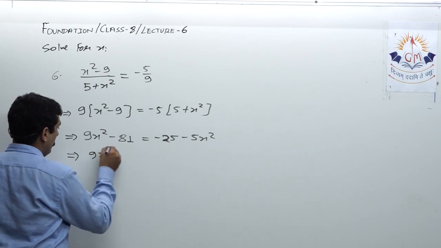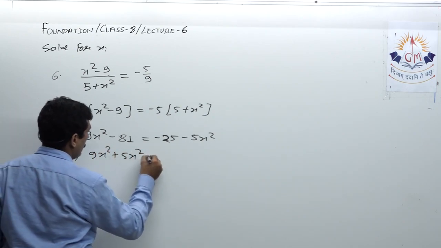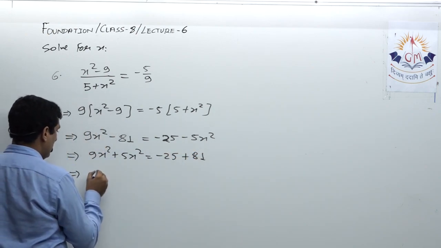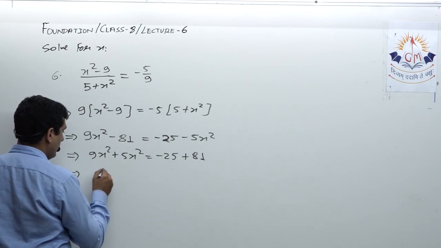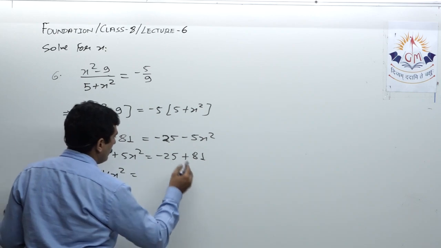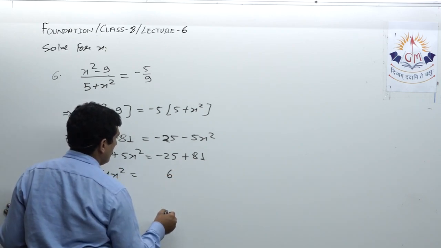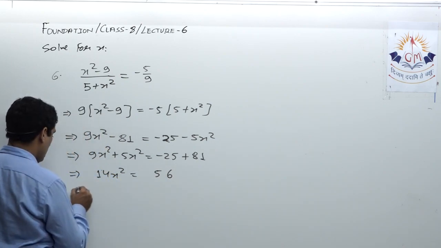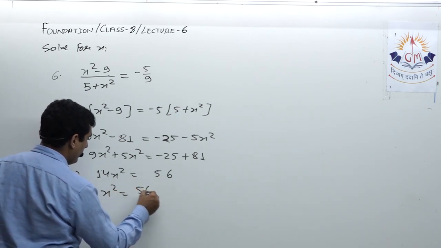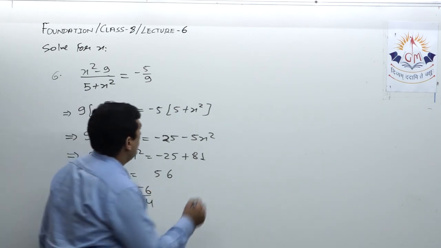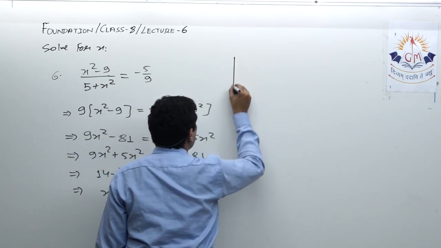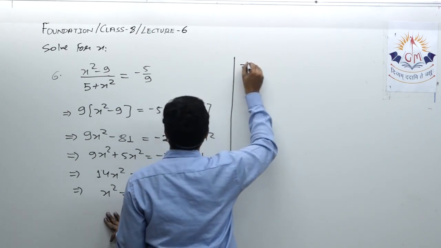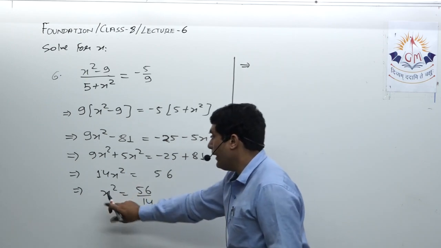This is 9x square plus 5x square is equal to minus 25 plus 81. So this gives you 14x square is equal to 56. So x square is equal to 56 upon 14. Okay, see, till now we are following the rules to solve the equation. Now the only difference is this, that this equation is in x square.